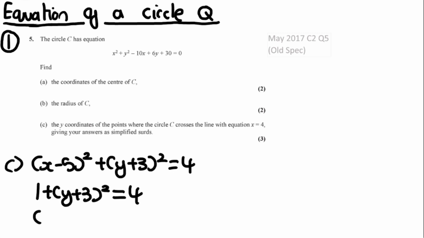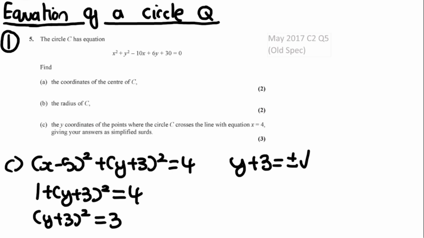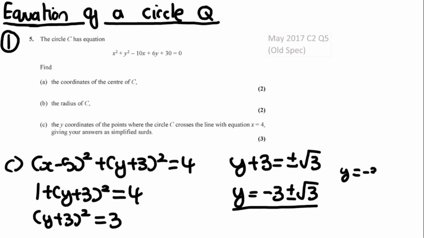And then we can move the 1 onto the other side to get y plus 3 squared is equal to 3. Then we can square root both sides to get y plus 3 is equal to, remember, plus or minus the square root of 3, and then y is equal to minus 3 plus or minus the square root of 3. And this is the answer to the y coordinates of the point. It's going to be y is equal to minus 3 plus root 3, and y is equal to minus 3 minus root 3.